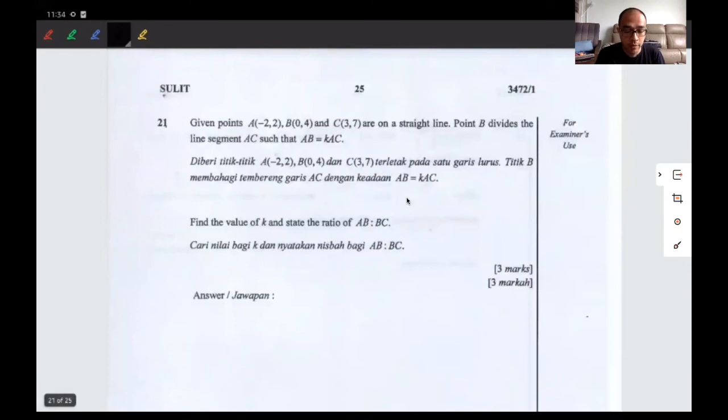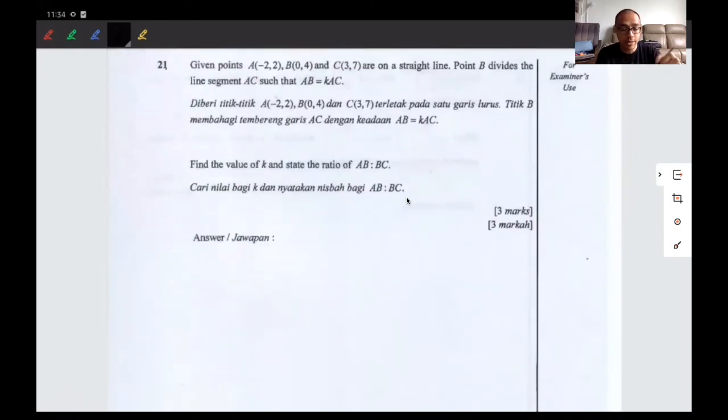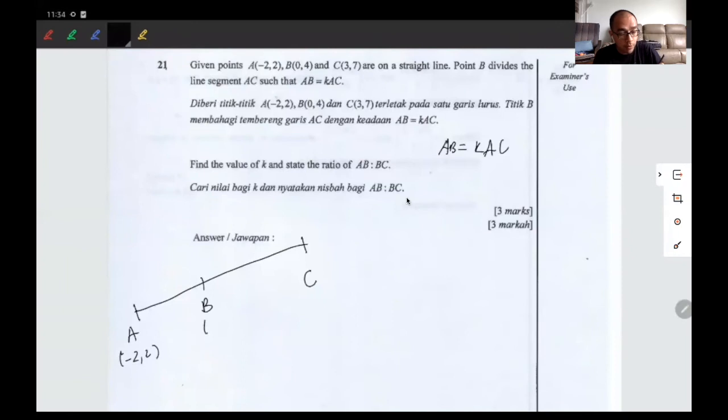Okay, 21. Given that A(-2, 2), B(0, 4), and C(3, 7) are on a straight line. Point B divides the line segment AC such that AB equals K AC. I'm going to come to this in a while. So this is A, B is the divider, this is C. Let me put the information: A is negative 2 and 2, B is 0 and 4, and C is 3 and 7. So first find the value of K and then state the ratio of AB to BC. So 2 different things we have to find now.